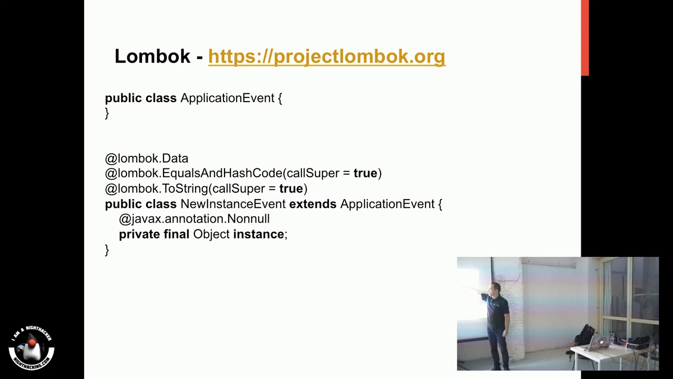So there is one type, application event, which is quite simple. It's empty, as a matter of fact. And then we have a subclass where we can tweak the generated equals, hash code and toString to include whatever information is coming from the superclass. So if I add a new property here, the equals and hash code implementation of the children will have the new type as well. Now this interesting POJO has an annotation called NonNull coming from JSR 305, and also has that property set as final.